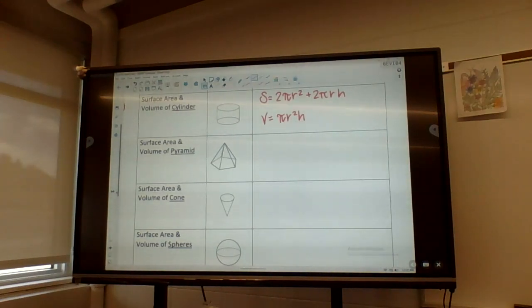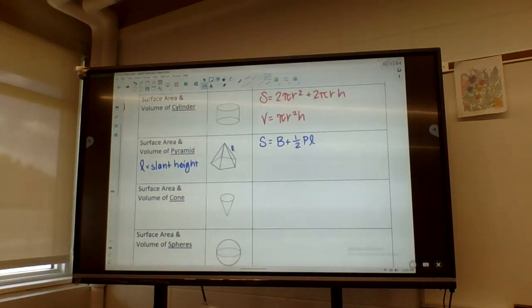All right, so our surface area of our pyramid. Now this one, you might want to put this in here. L is our slant height. Remember, that's down the side of the shape. So that goes down the side, that is our L.